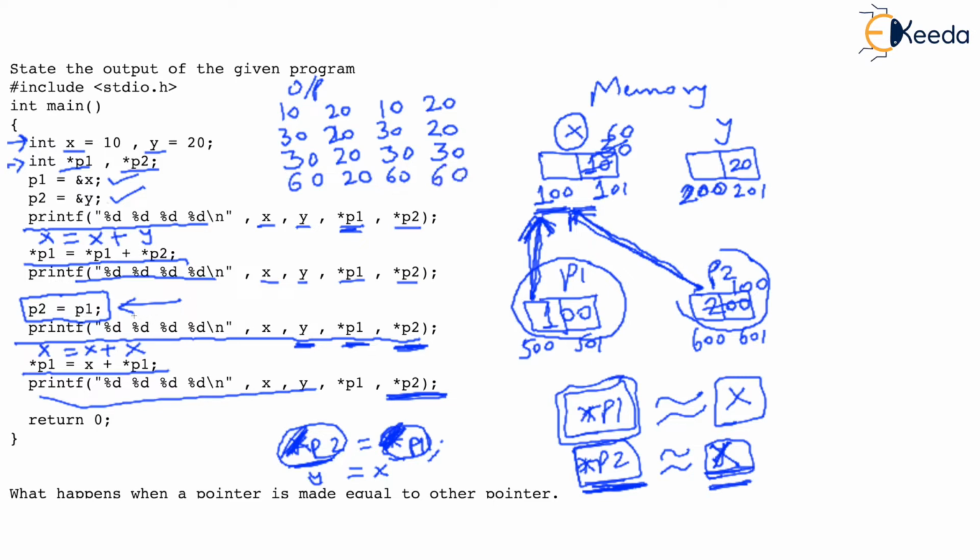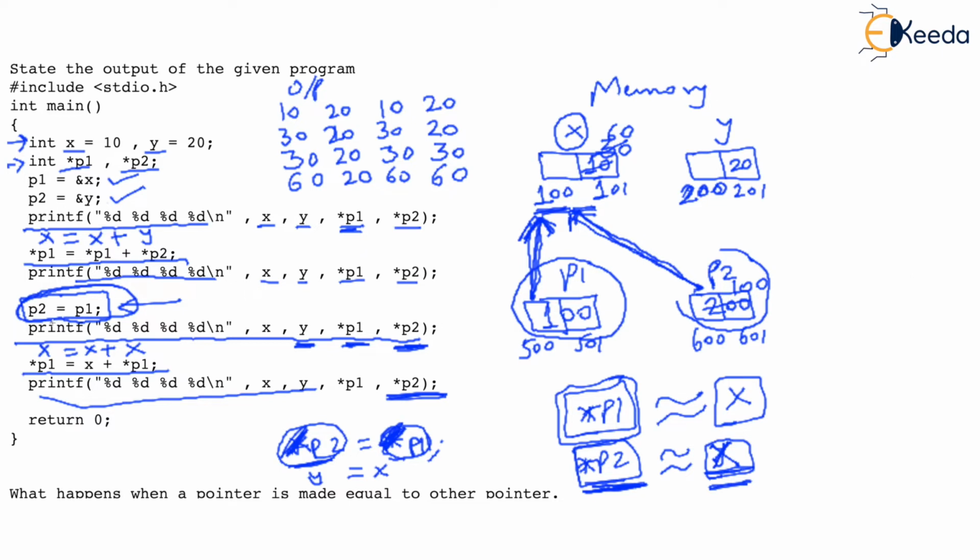But the important concept that we learned is that two pointers can be made equal to each other just by assigning one pointer to the other pointer. And if two pointers become equal to each other, then both point to the same location.